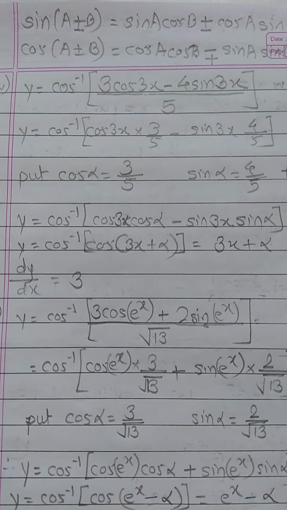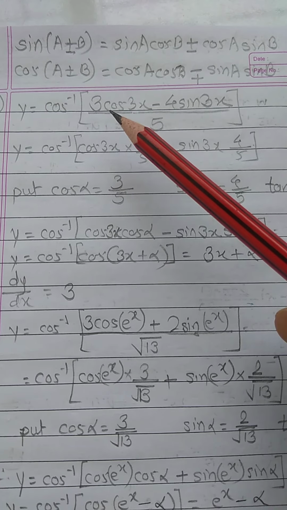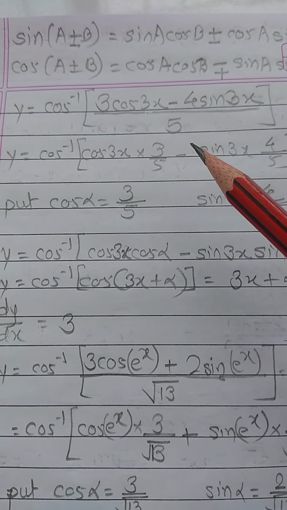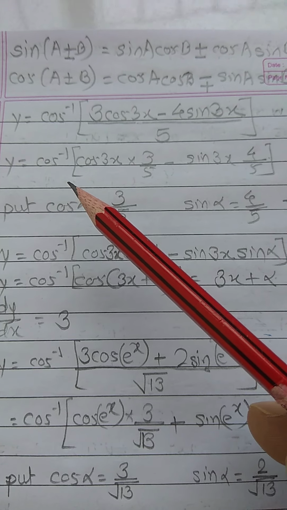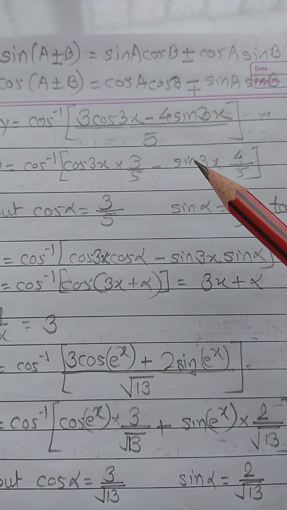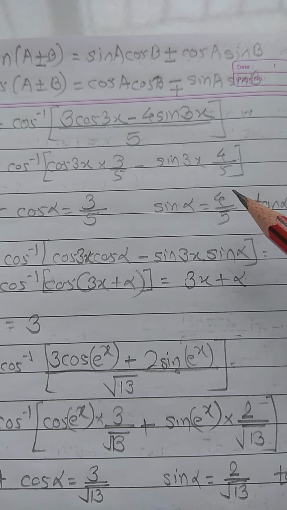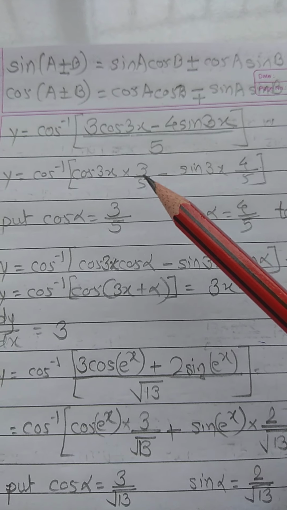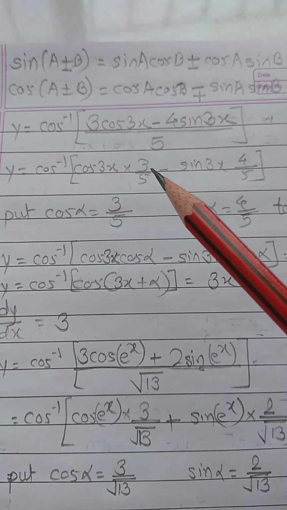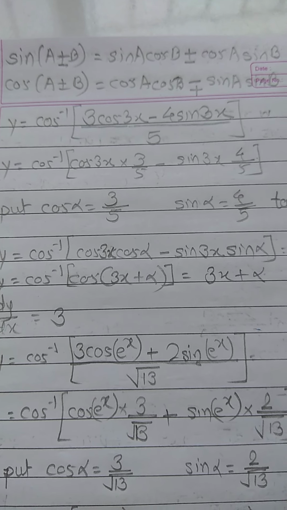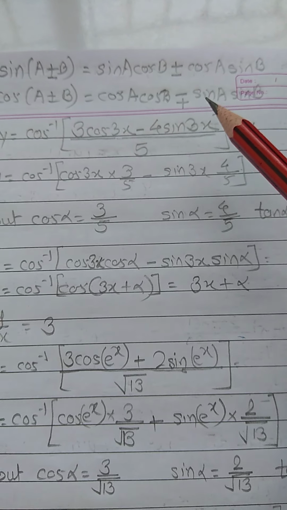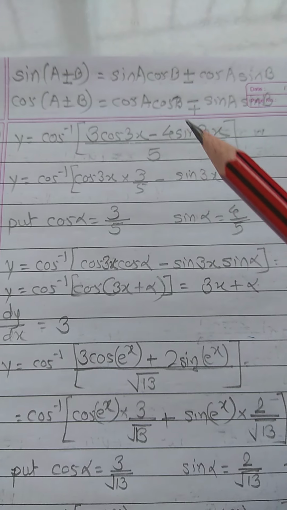Roman 4, y equal to cos inverse of (3 cos 3x minus 4 sin 3x) upon 5. That is y equal to cos inverse of cos of 3x into 3 by 5 minus sin of 3x into 4 by 5. But we can have cos inverse of cos minus sin as cos of a plus b. See here, cos minus sin can give you cos of a plus b.